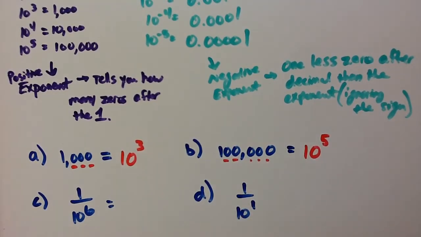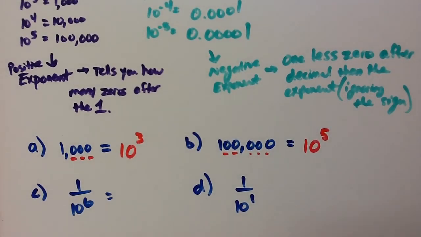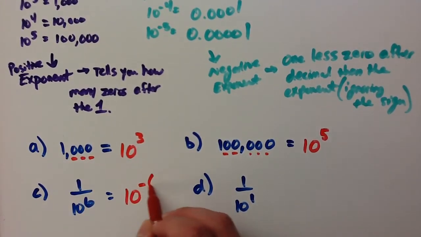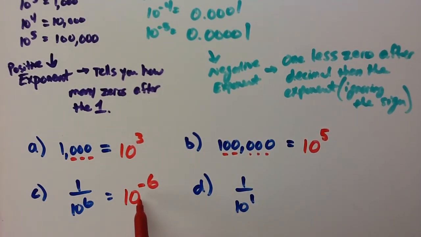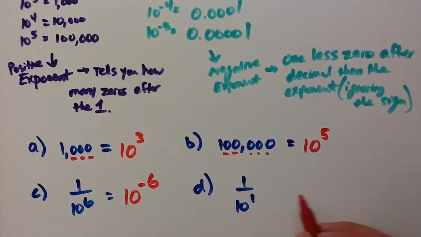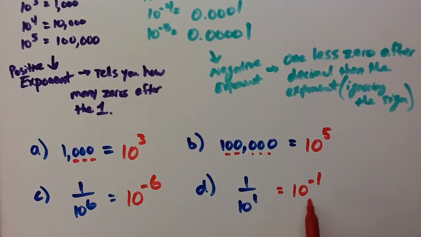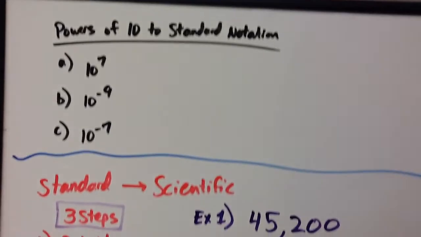Now in C and D, these are 1 over 10 to the sixth and 1 over 10 to the 1. So we could use our negative exponent rule and say 1 over 10 to the 6, I know this is the same as 10 to the negative 6, right? Because of my negative exponent rule. 1 over 10 to the 1, this is the same thing as 10 to the negative 1, right? The negative rule says I would take the reciprocal, and once the exponent goes from the top to the bottom, it changes signs.